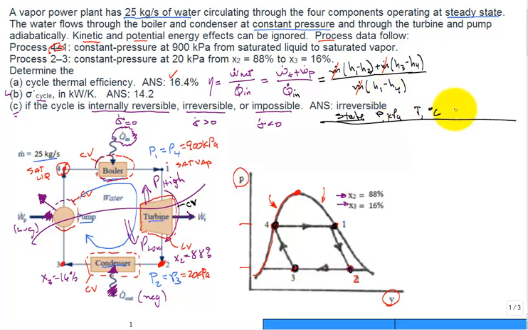And then we're given the qualities for 2 of the states, and then one is saturated vapor, one is saturated liquid, and then we can get the enthalpies. That's really what we want, the enthalpies, kilojoules per kilogram. So state 1, state 2, state 3, state 4. And what are our pressures? Well, 1 and 4 are the high pressure of 900.